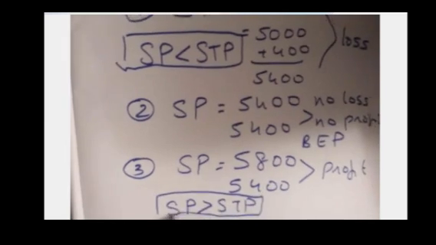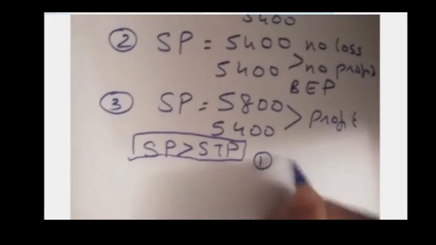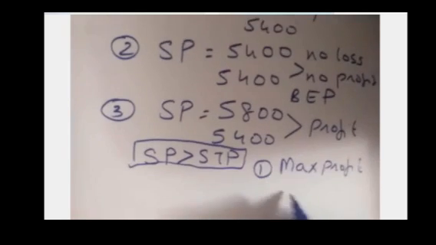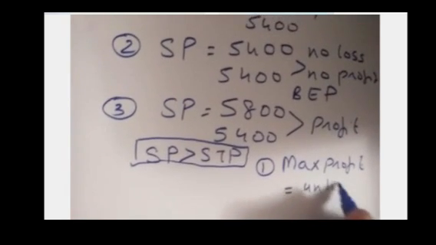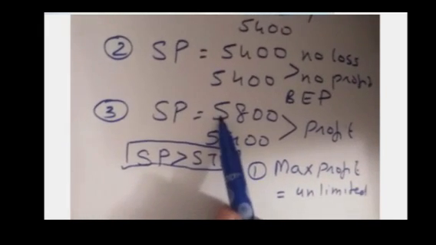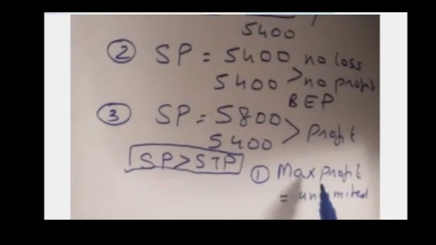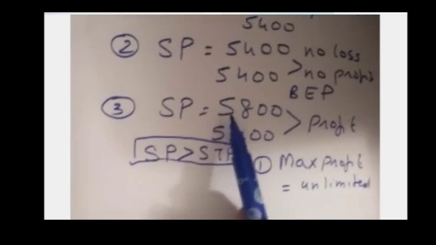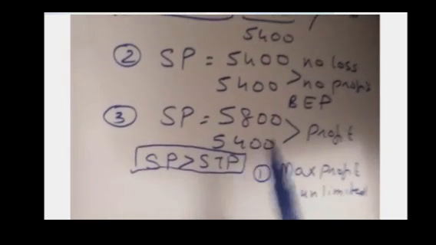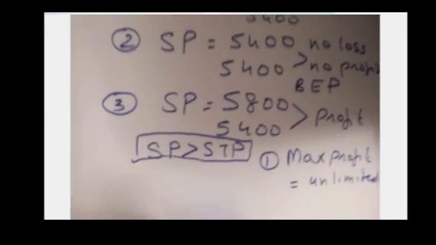From this we can learn two things. First, what is the maximum profit? The maximum profit that he can earn is unlimited. Why? Because when the spot price is more than 5,400, whatever price it goes to, it will be a profit for him. If it goes to 5,800, 5,900, 6,000, 8,000, any amount, when the spot price increases, it is a profit. So we can say the maximum profit is unlimited.